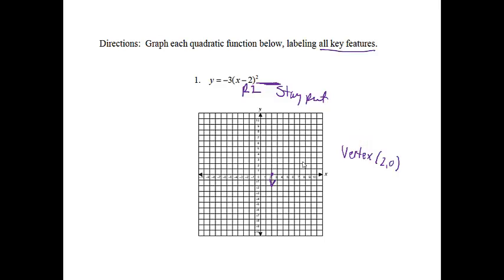And then if you recall from here, we always like to do the 0 point. So if I do 0, and then if I plug 0 in here, 0 minus 2 is -2. -2 squared is 4. 4 times -3 is -12. So my 0 point is -12. So I'm going to go down to (0, -12), which is a little bit off my paper.